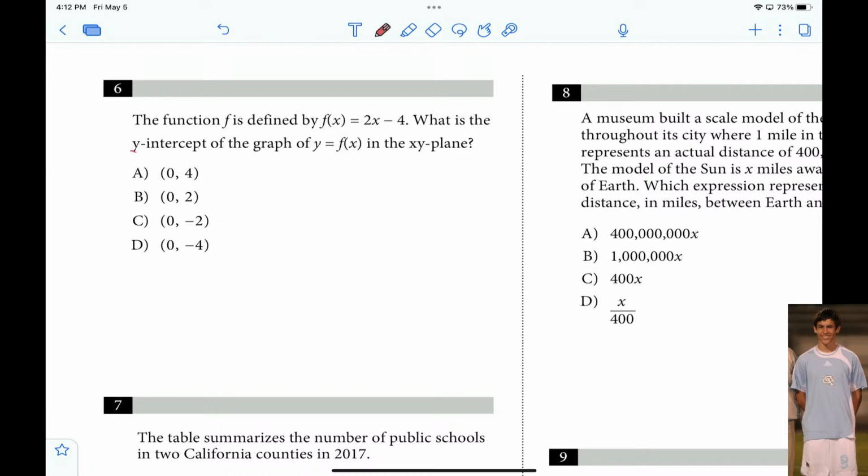So remember, y-intercept means that we are going to make x equal to 0. So we're literally going to rewrite the equation, but wherever we see x, we're going to put 0. So it's 2 times 0 minus 4. What's 2 times 0? That's 0. So that just goes away. So we get -4.